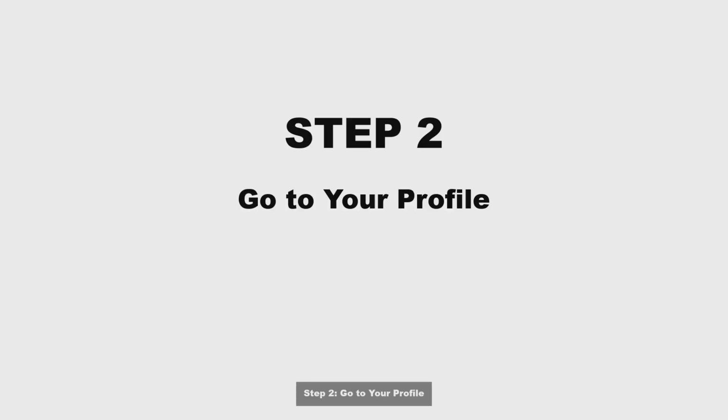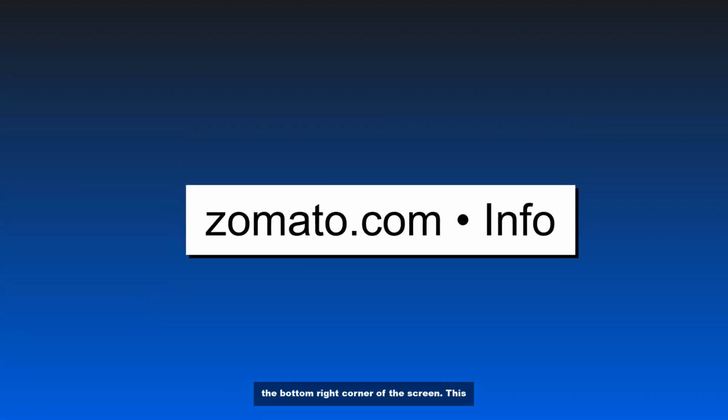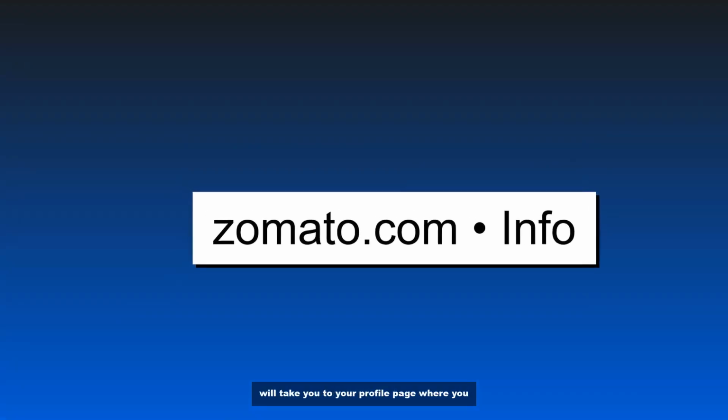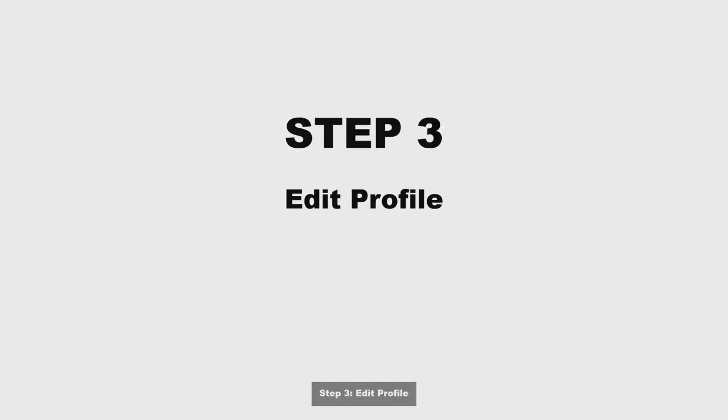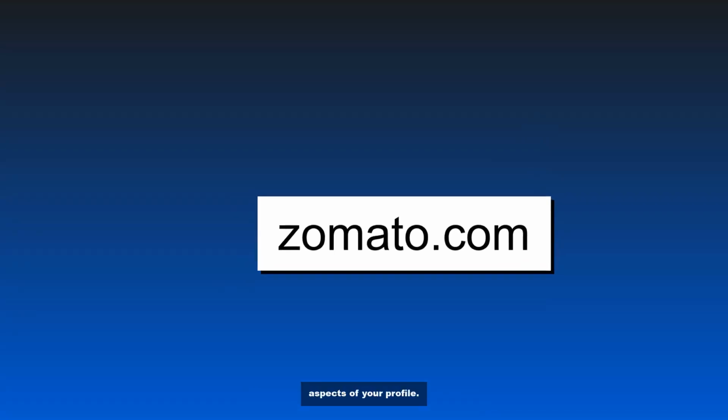Step 2. Go to your profile. Tap on the profile icon, usually located at the bottom right corner of the screen. This will take you to your profile page where you can view your details. Step 3. Edit profile. Look for an option that says Edit Profile or a pencil icon. Tap on it to enter the editing mode where you can change various aspects of your profile.